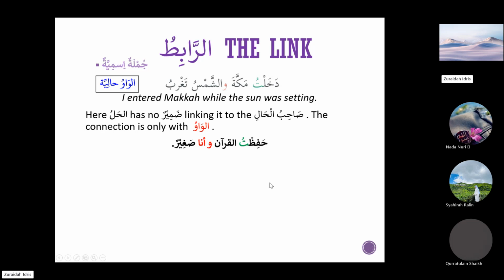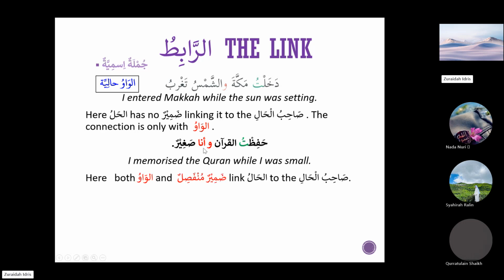And here also, hafiztul Quran wa ana saghir. We have the same case. We have the waw and we have ana. You know that ana goes back to the sahibul hal.